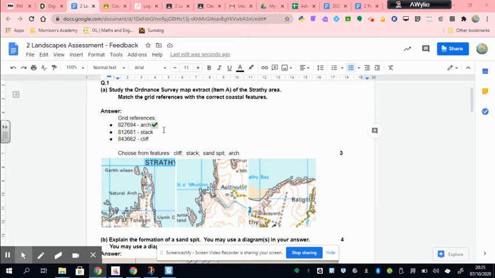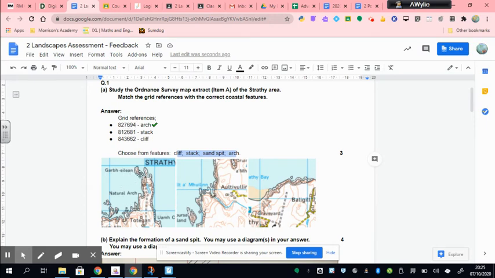Okay, so in question one, it was a very typical National 5 exam question where you are given an Ordnance Survey map and you're asked to identify a range of features. You were given the 3 grid references that you can see here. And you were also given 4 options to choose from, including the cliff, the stack, the sand spit, and the arch. Now, because there are 4 options here and only 3 grid points, one of them has to be inaccurate.